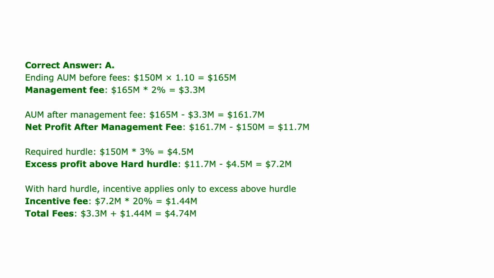Management fee is always calculated on year-end AUM, $165 million times 2% equals $3.3 million. Incentive fee is based on net profit after management fees, but only on profits above the hard hurdle, $4.5 million. Incentive fee is $11.7 million minus $4.5 million, multiplied by 20%, which equals $1.44 million. Total fees is $3.3 million plus $1.44 million equals $4.74 million.